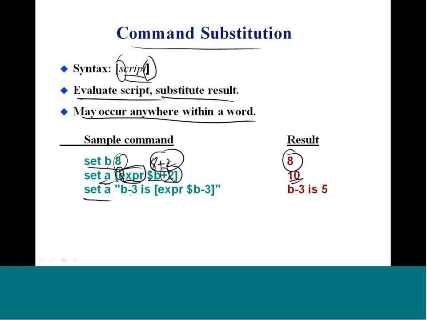Now what happens when we say set A, B minus 3 is, expr $B minus 3? Notice that there is no dollar in front of the first B, so B is taken as just a name, and this whole thing is a string. So it puts B minus 3 as a string, and it also keeps the spaces as part of the string, and then when it comes to the square brackets again, it substitutes the command. So $B is 8, 8 minus 3 is 5, and we get B minus 3 is 5 as the string that is stored in A. Okay.